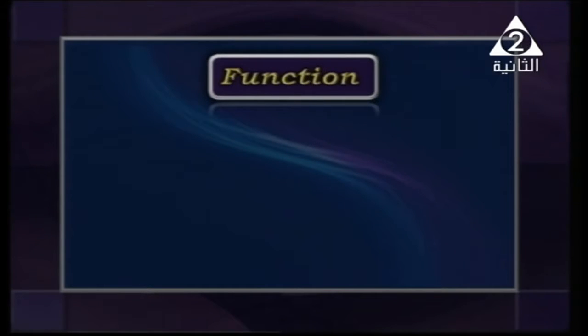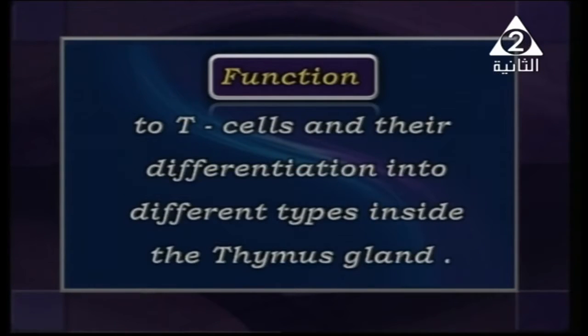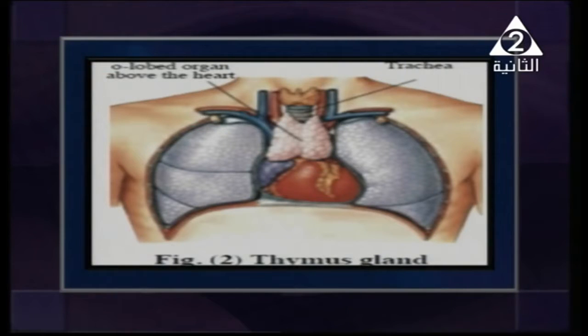What is the function of the thymus gland? It secretes thymosin hormone that stimulates the maturity of lymphoid stem cells, or what we call T cells, and their differentiation into different types inside the thymus gland. And this is the thymus gland, which is found, as we said, near the heart and located on the breast or sternum bone. Do you remember its color? It looks like a faint red.